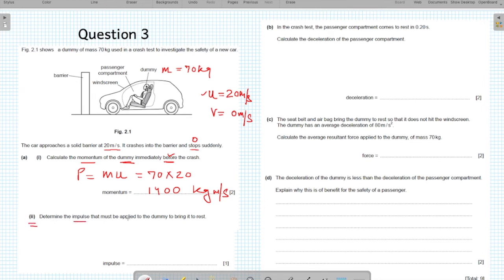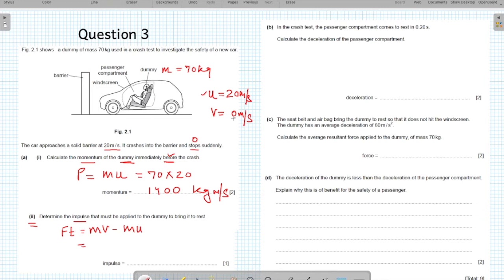Determine the impulse that must be applied to the dummy to bring it to rest. What is the formula for the impulse? Impulse, which is Ft, is mv minus mu. How much is mv?